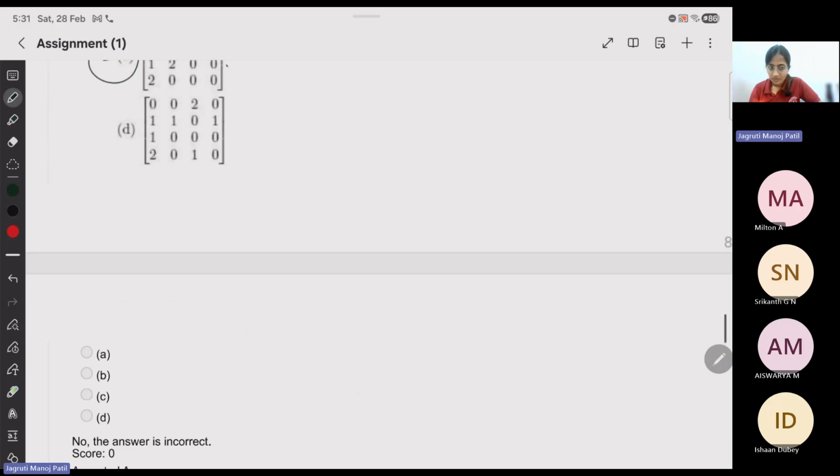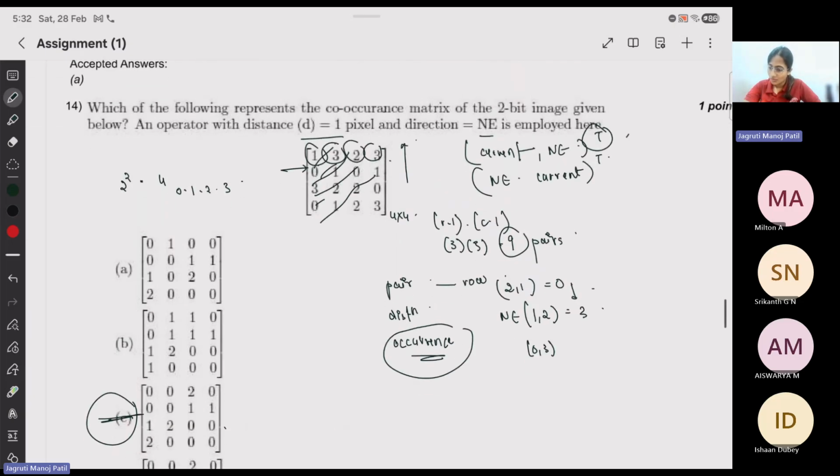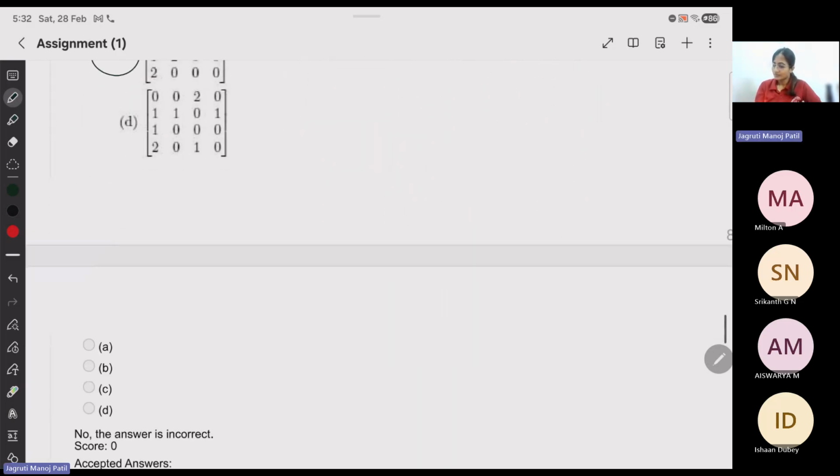For the previous one, you can always go and look at slide 11 of your lecture on texture. That particular slide has this thing.